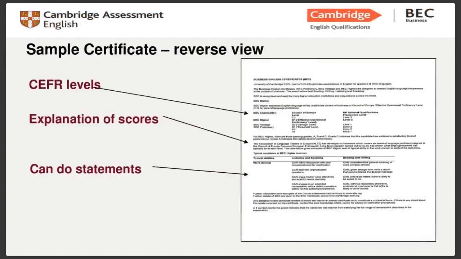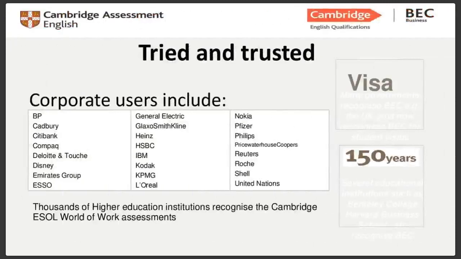On the reverse, the candidate TRF shows information on the CEFR levels, and also the ALTE CAN-DO statements that we talked about earlier. The details on the TRF are useful for the different organizations that recognize the BEC Business certificate. These could include employers, a few of which are shown here. BEC Business is also recognized by several governments and educational institutions around the world.